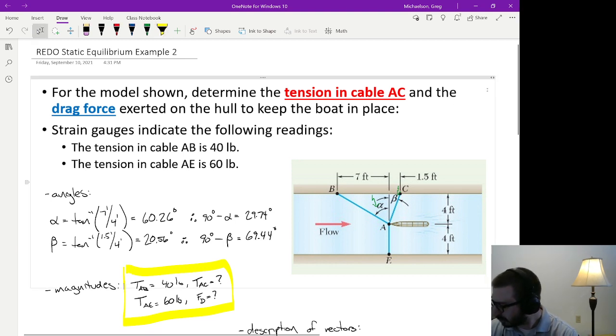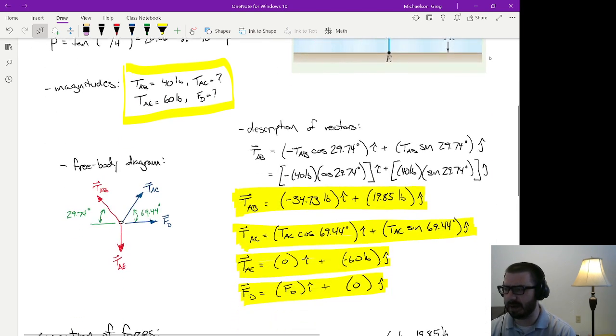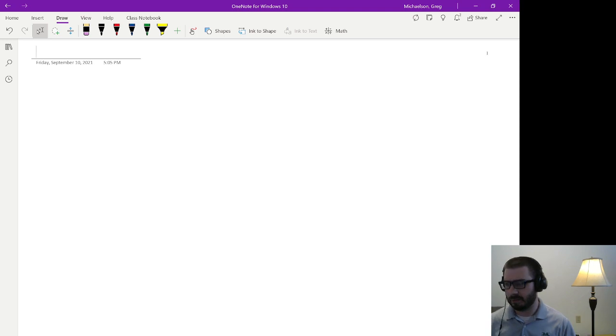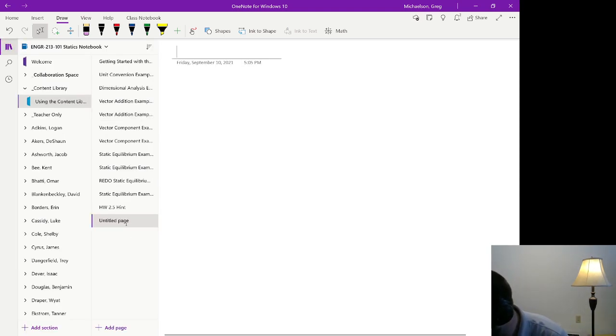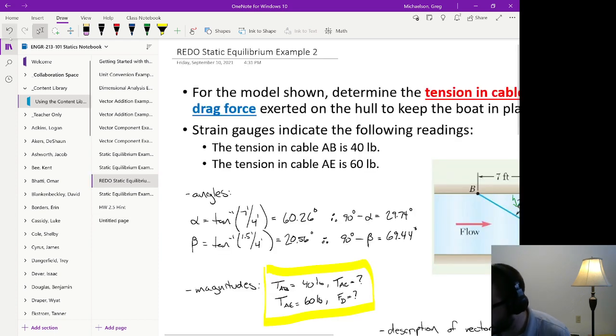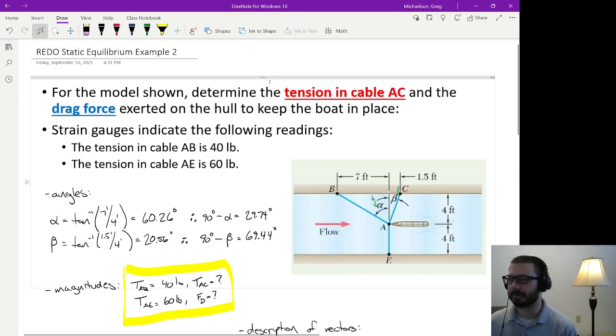Now, I'm going to scroll down for a bit. I've got a lot going on here. What I've got is, first off, added another page by accident. I'll delete that in a sec.